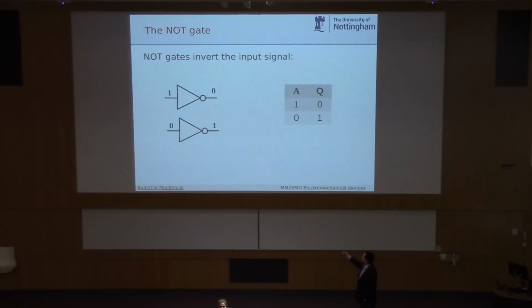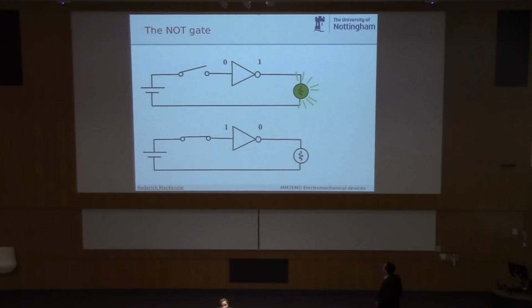And this little symbol here, this little circle, means not, basically. That always means not. I'm not going to go into this now, but you can attach this little symbol to any other gate, and it inverts the output. So here's an example. When the input is 0, the light bulb lights. When the input is 1, the light bulb doesn't light. So it's inverting the signal.